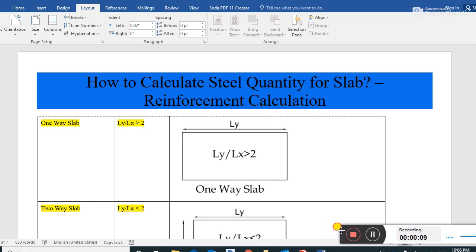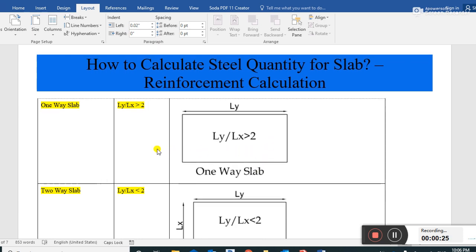Guys, in this session I'm going to talk about how to calculate the steel quantity for the slab reinforcement calculation, types of slab, one-way and two-way slab, with all calculation parts. Guys, let's jump on it.